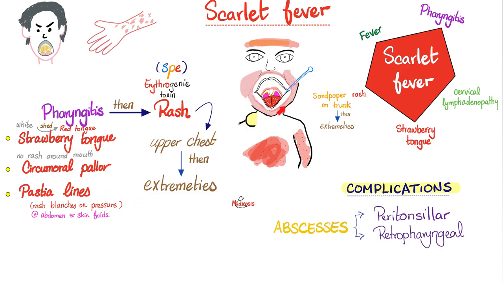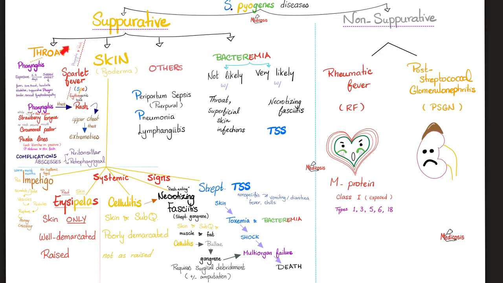Complications. It's a bad pharyngitis. Can it extend? Yeah, it can extend to the deep tissues of the head and neck, causing peritonsillar abscess and retropharyngeal abscess. These are really nasty. Thanks to the availability of antibiotics, the incidence of these diseases has decreased tremendously. We are done with pharyngitis. We are done with scarlet fever.